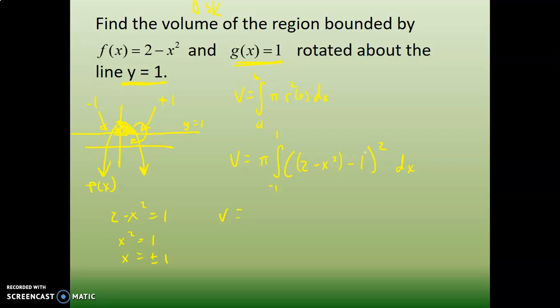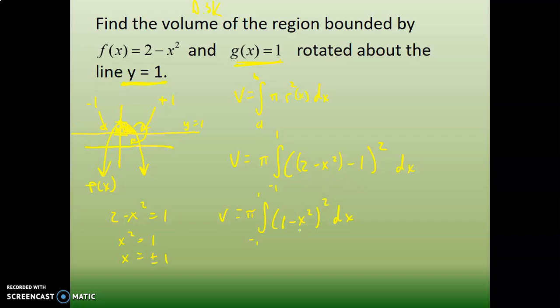Okay, so let's simplify and multiply it out. So integral from -1 to 1 of (2 minus x² minus 1). I don't really need these parentheses because nothing's happening, no squared or anything like that. 2 minus 1 is going to be +1. So we're going to get (1 minus x²) squared dx. I can't use u-sub here.